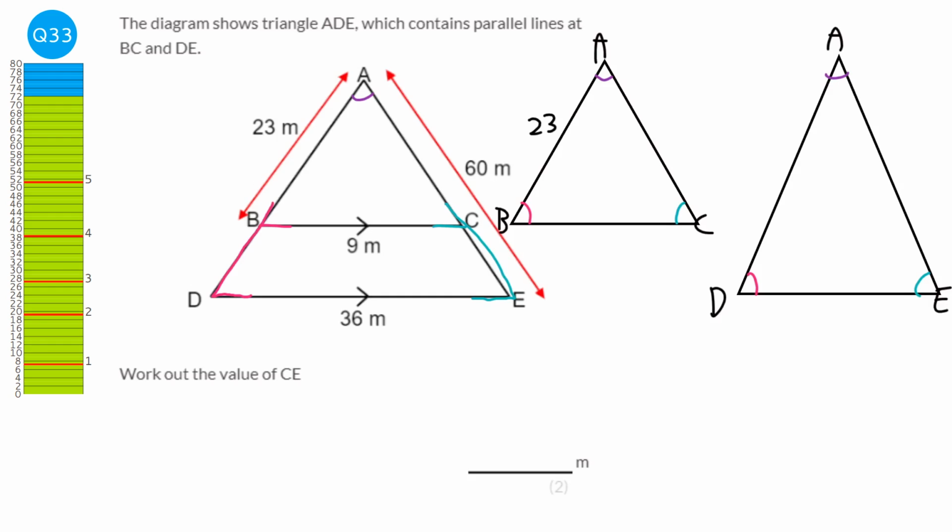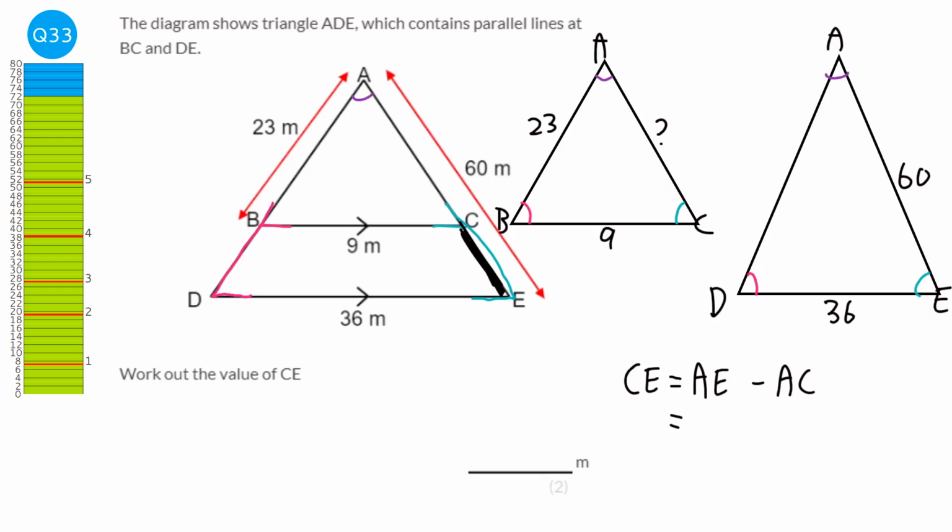I'm just going to put on the lengths that we've got. Now we're looking for quite a complicated one. We're looking for the length CE, which is this one here. I can't actually label that onto my two triangles, but what I do know is that CE is equal to AE minus AC. Now we know what AE is, which is 60. So we just need to find out what AC is, this one here. And when we find out what AC is, we can just take them away to work out what CE is.